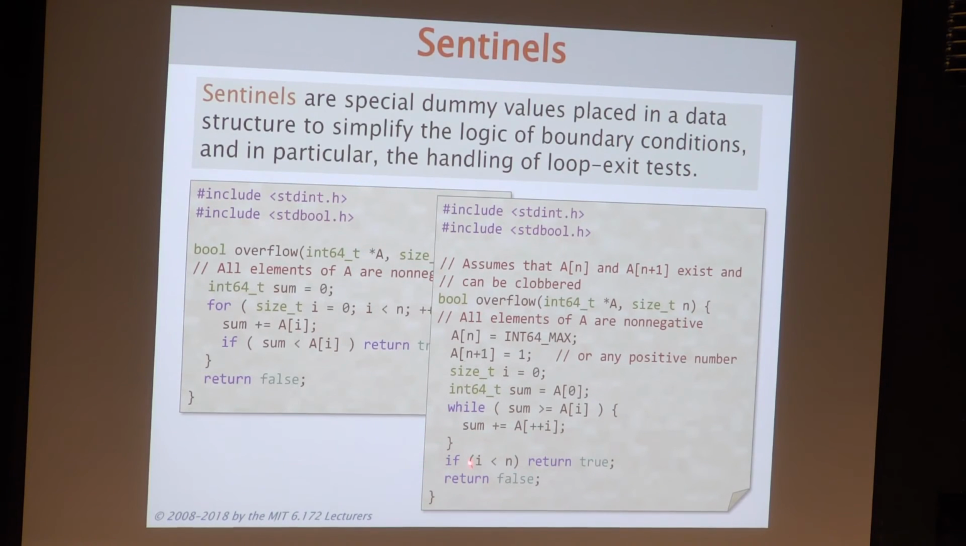And then after I exit this loop, I can check why I overflowed. If I overflowed because of some element of A, then the loop index i is going to be less than n, and I return true. But if I overflowed because I added in this huge integer, well, then i is going to be equal to n. And then I know that the elements of A didn't cause me to overflow. The A of n value here did. So then I just return false.